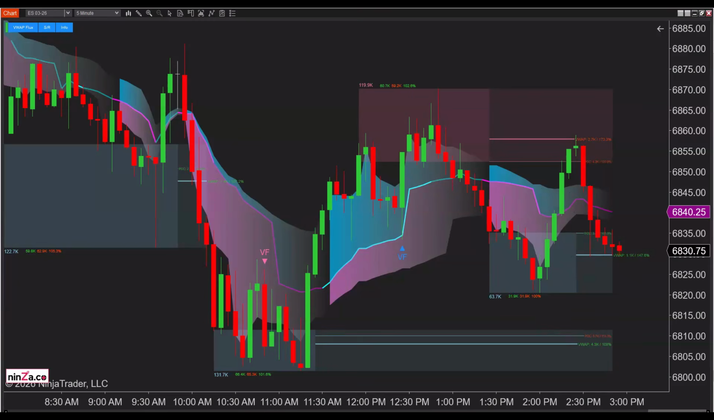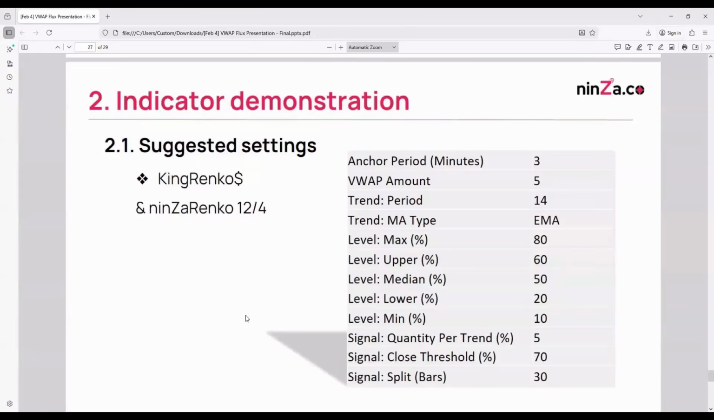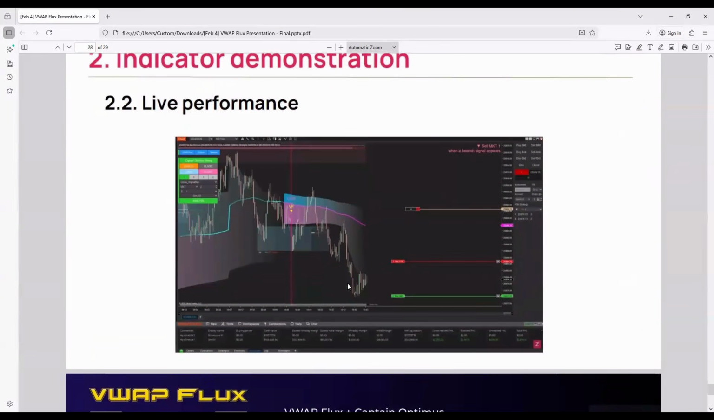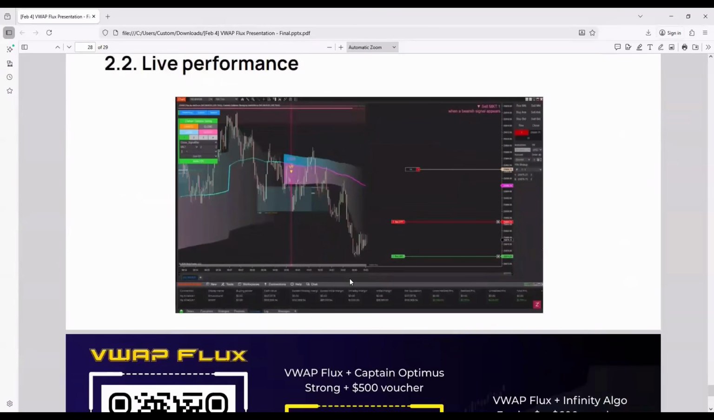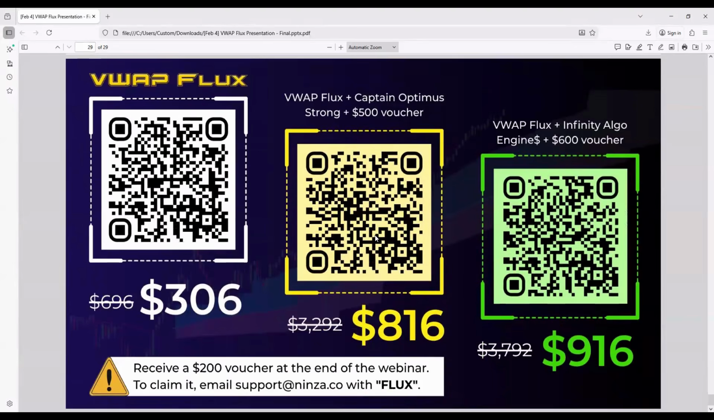Okay, now let's get back to the slideshow again. Yeah. So we went through all the suggestions. So we've seen the live performance once again. This is the offer.